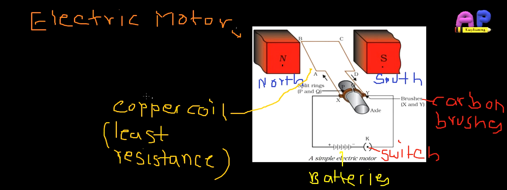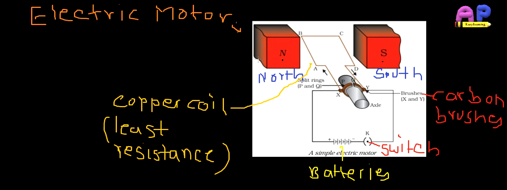In the last video we talked about the construction of the electric motor. So in this video we will talk about the working of the electric motor. When we switch on the current, the electric current moves in this direction. It first passes through the length AB, then it travels to BC, then CD, and then it comes to Y, and then it completes the rotation.